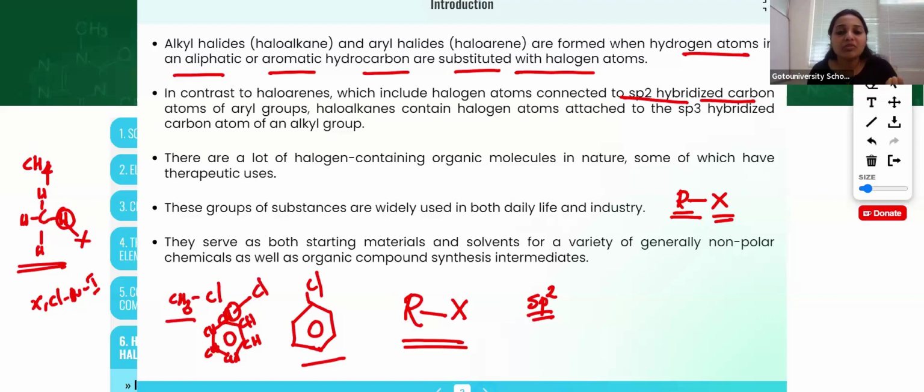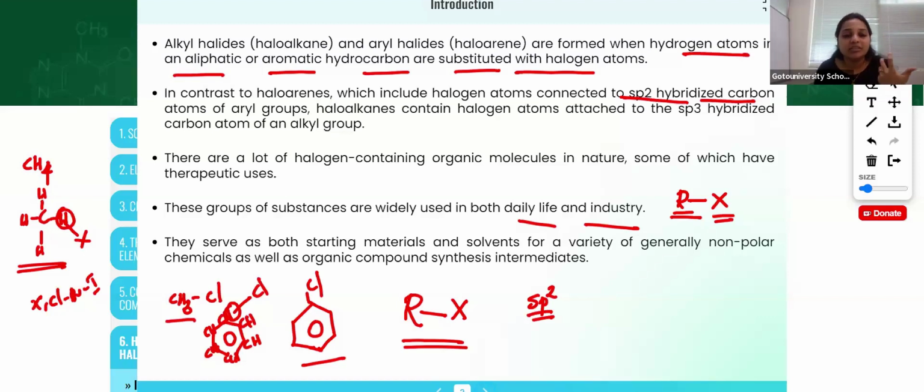There are a lot of halogen-containing organic molecules, and many naturally occurring molecules are organic molecules, widely used in daily life and industry. They have many uses in organic chemistry, for the synthesis of many compounds. They have a variety of uses and are important in pharmaceutical chemistry, analytical chemistry, and other fields like industrial chemistry.